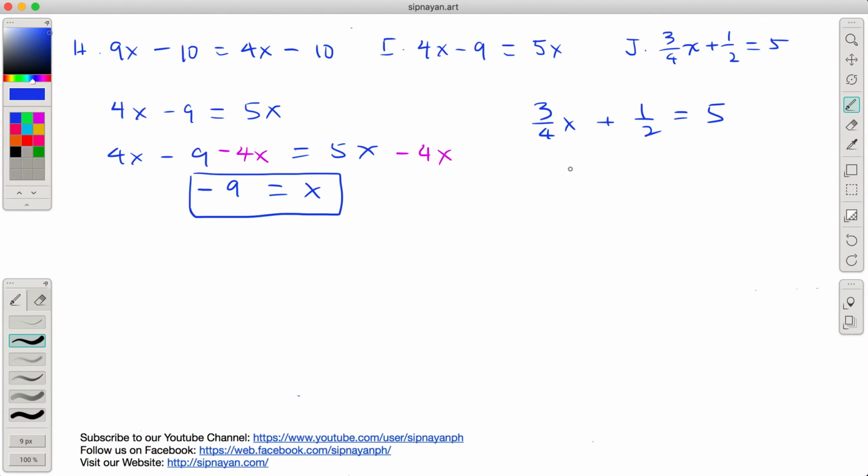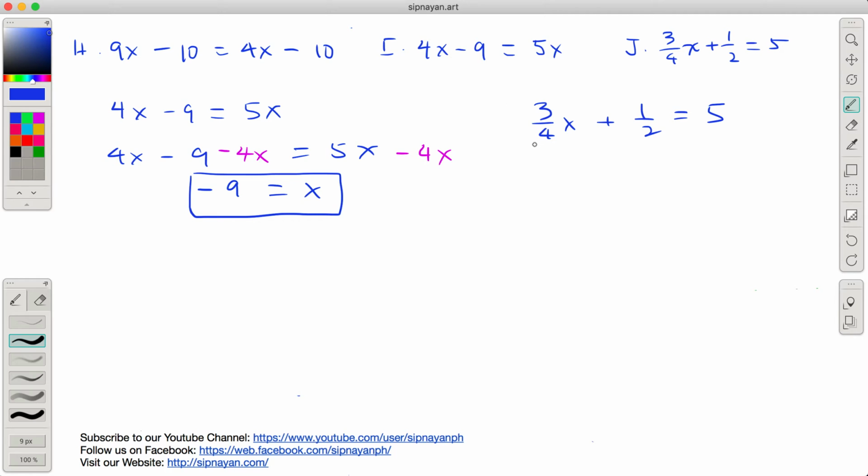Now, for letter J, we have 3/4 x plus 1/2 equals 5. Okay. So, sabi ko sa inyo sa previous video, pag meron tayong fraction na ganito, we just have to multiply both sides by the denominator. Kaso dito, dalawa yung denominators natin. So, pag more than one fraction yung nandyan sa isang side ng equation, one way is to multiply everything by the LCM. What's the LCM of 4 and 2? It's 4, di ba?